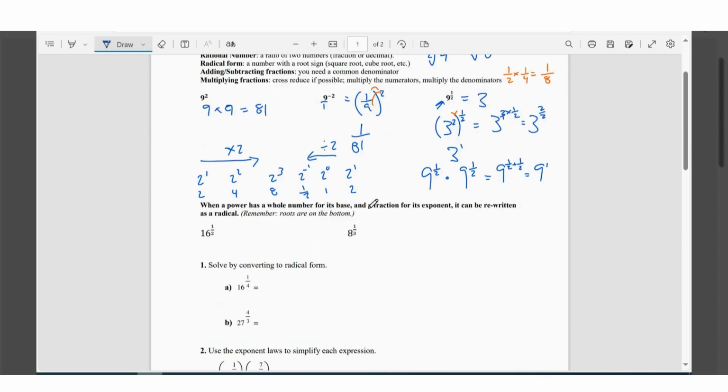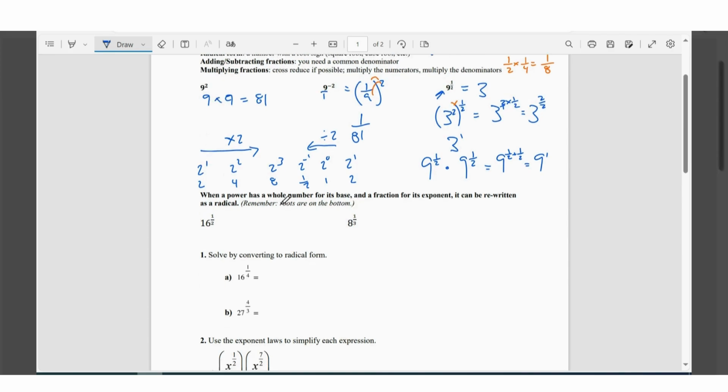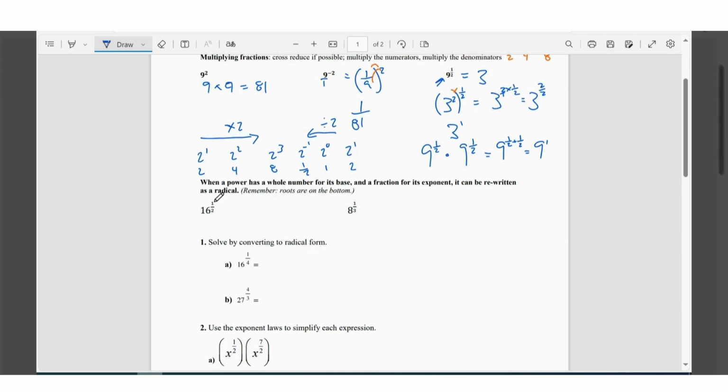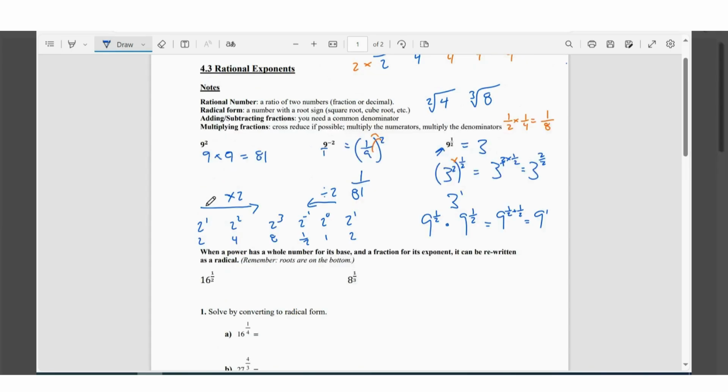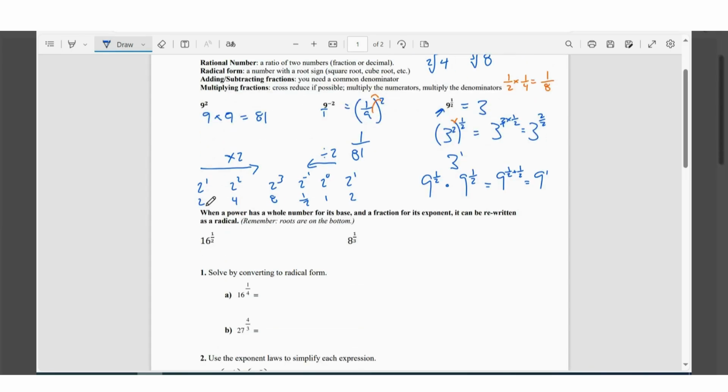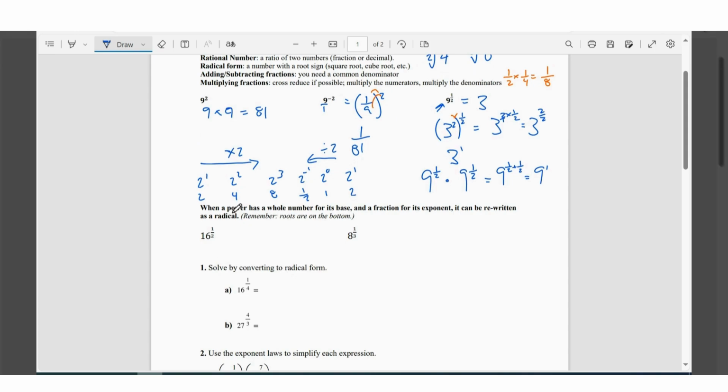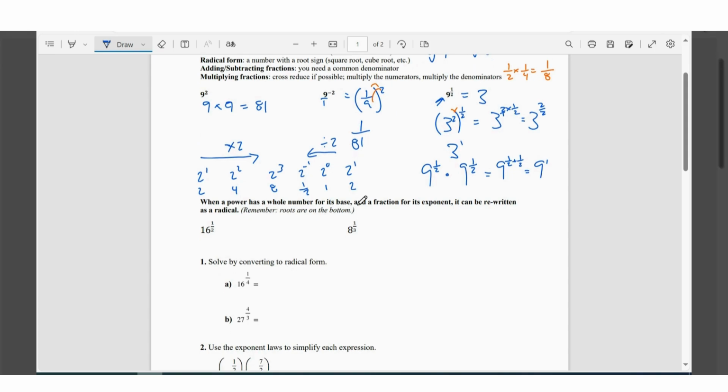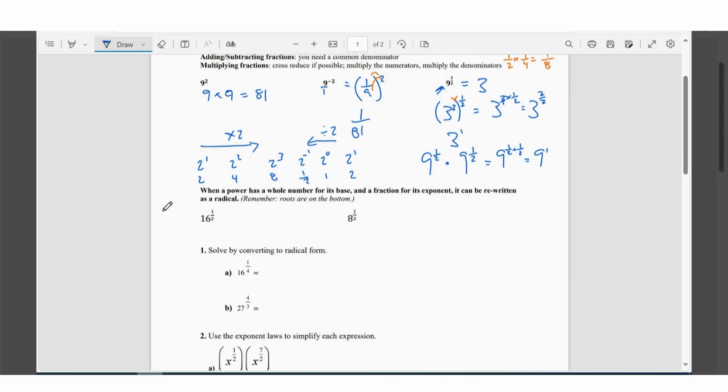And so that's the next part that I want to talk to you about, which is a way to represent a rational exponent in radical form. So when a power has a whole number for its base and a fraction for its exponent, it can be rewritten as a radical. And remember, the roots are on the bottom. Think about the roots of a tree. They're on the bottom of the tree.